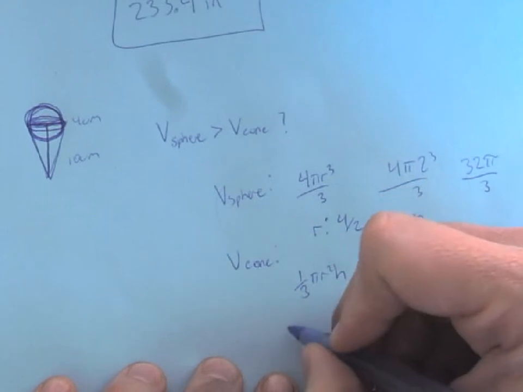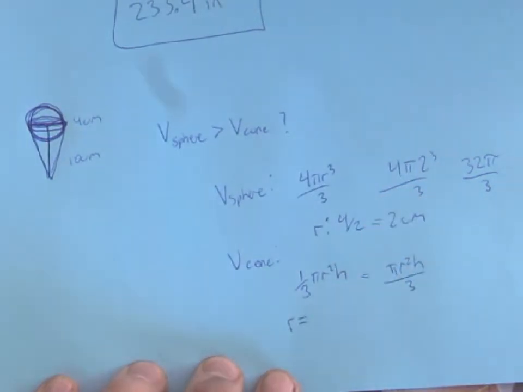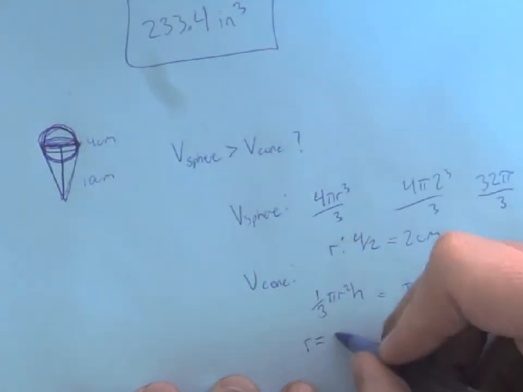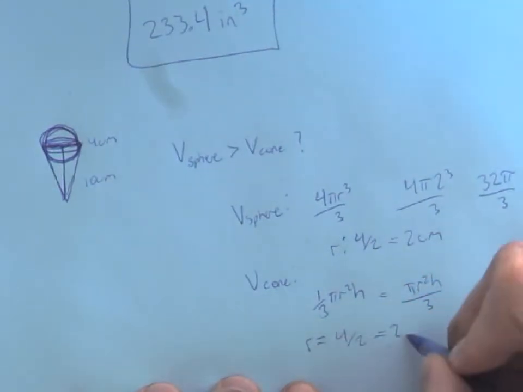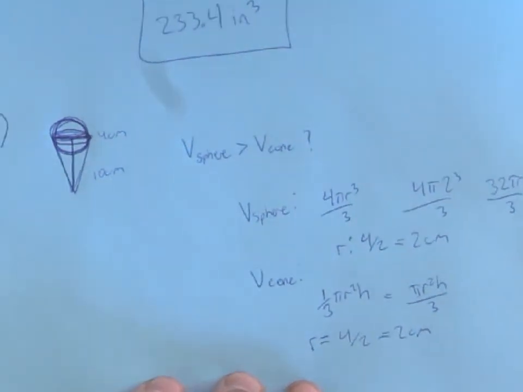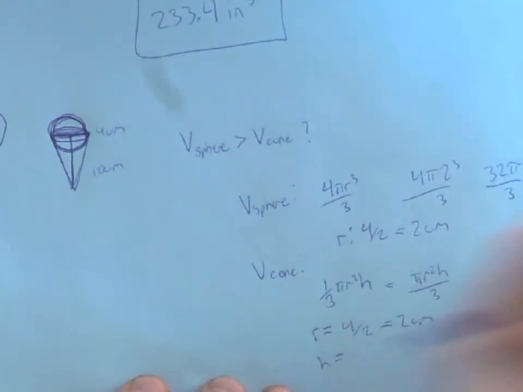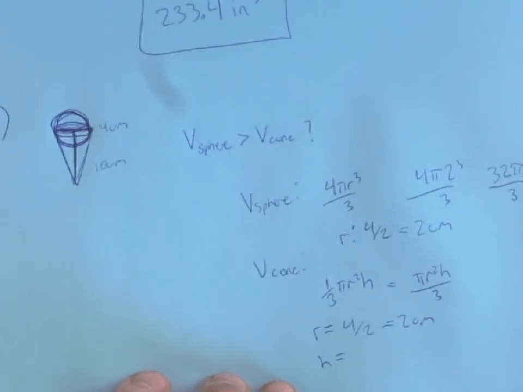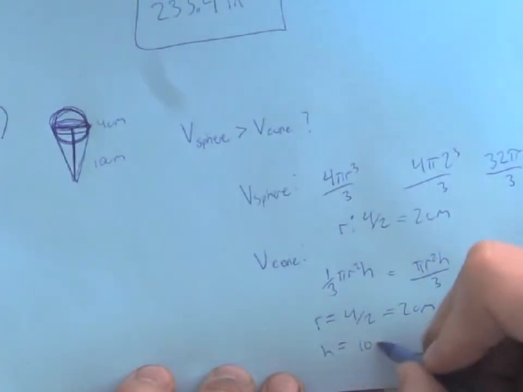So, again, sub-questions. Before we find the volume of the cone, we got to know what the radius is. Again, the radius of the cone is 4 over 2, just like the ice cream. The radius is the same for the ice cream and for the cone. We also need to know the height of the cone. They tell us it's 10 centimeters deep. Okay, kind of a different word, but that's basically the height they're giving us there.